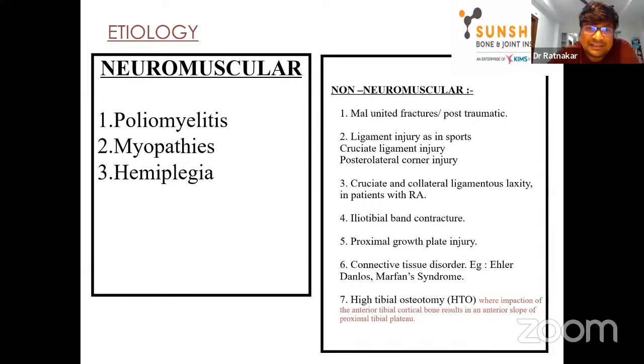There are various etiologies proposed related to neuromuscular and non-neuromuscular reasons. Neuromuscular is most commonly poliomyelitis, the myelopathies and hemiplegia. And there are various non-neuromuscular reasons like malunited tibia fractures, ITB contractures, growth plate injuries, and maybe because of the cruciate or the collateral ligament laxity in general in these patients.